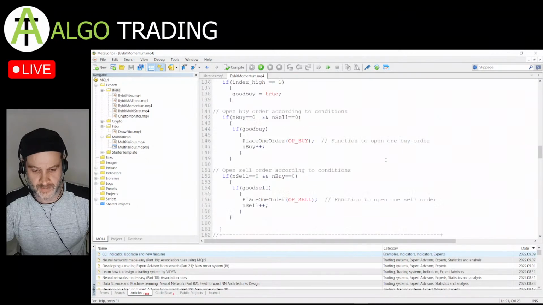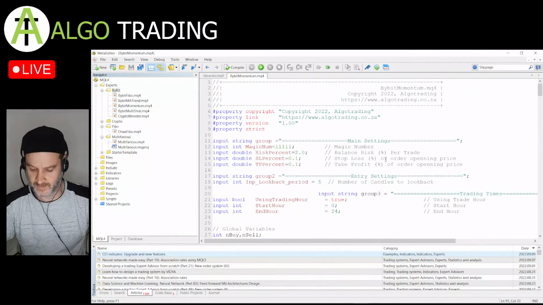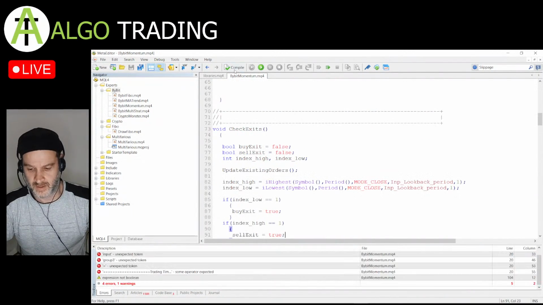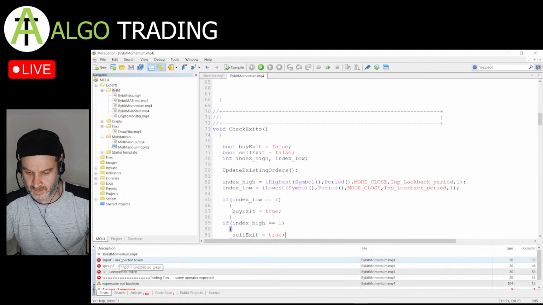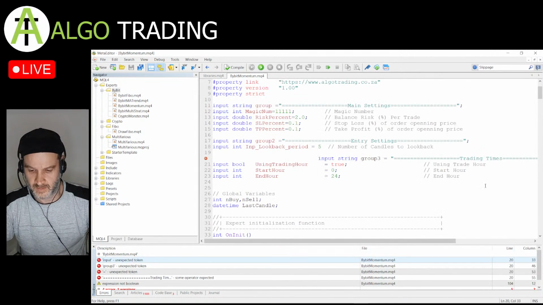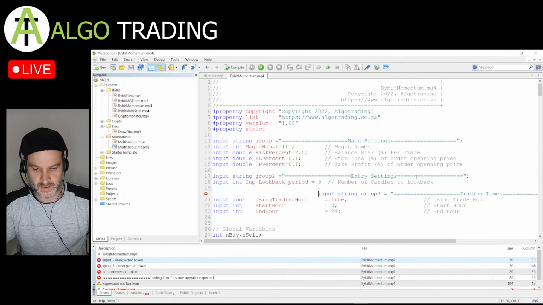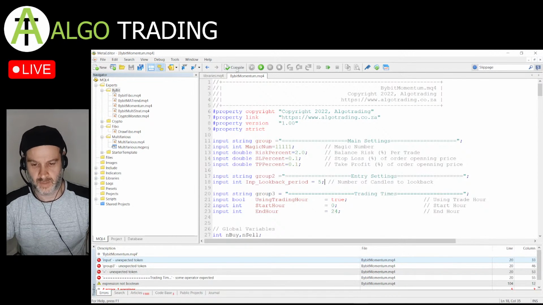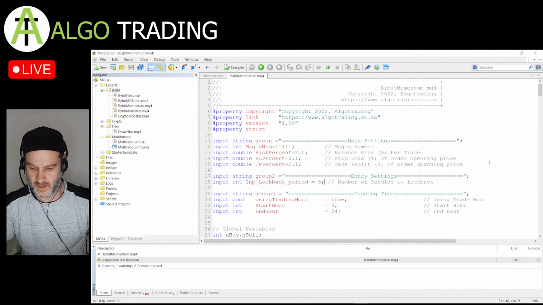Now we can start optimizing and testing and see how it does. Let's save, let's compile, see if we've got any errors. Okay. Let's just see. What have I done wrong here? Oh, I didn't put a semicolon here. Let's compile it again. And we've got no errors. So it's compiled, it's running.